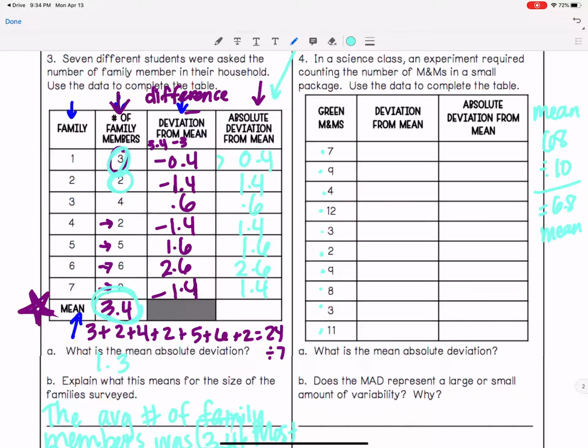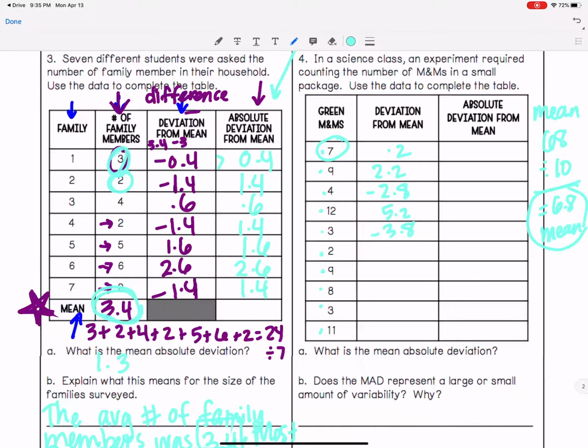So to go from 6.8 to 7, so to go from our mean all the way to 7, what am I going to have to add? I'm going to have to add 0.2. What about if I went from 6.8 to 9? What would I have to add? I would have to add 2.2. And I could get that by doing 9 minus 6.8, and it will give me 2.2. What if I went from 6.8 to 4? What would I have to subtract? I would have to subtract 2.8. And if I went from 6.8 to 12, I would have to add 5.2. If I went from 6.8 to 3, I would have to subtract 3.8.